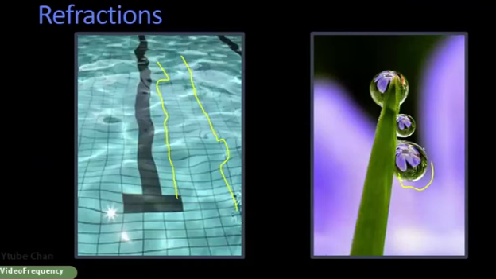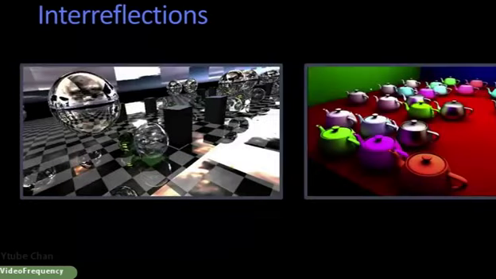This beautiful picture here has got both reflection and refraction going on inside of it. An interesting property, which is really just about reflection, is what's referred to as interreflections.